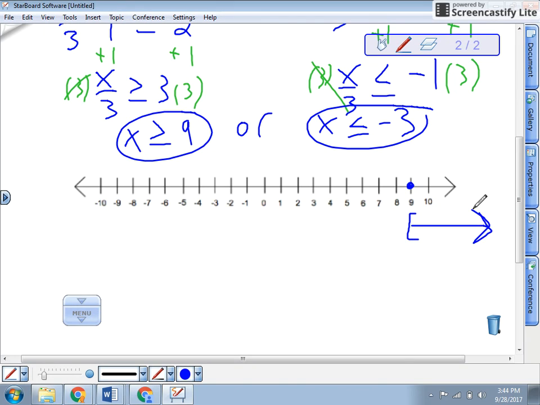Okay, less than or equal to negative 3. Negative 3 is right here. Less than or equal to goes that way. They don't overlap. It's an or. So here's my final answer on the number line. We're going to shade all of this, and we're going to shade this, oops, and this needs to be a bracket here, sorry. And a bracket here.